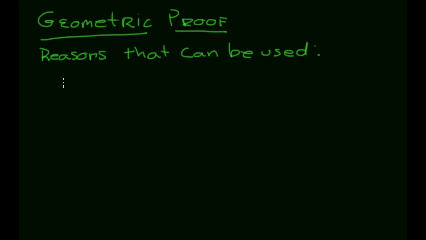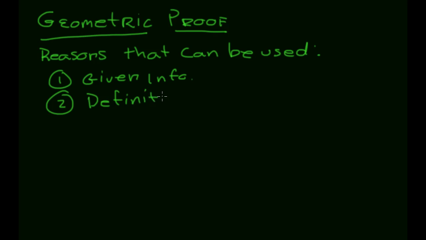We generally fall into four categories. First one is given information. We know something about the situation that we're looking at, and we look at that given information. The second thing are definitions. We have a couple of definitions already, things like a definition of a midpoint, a definition of an angle bisector, this kind of stuff. So we've got that.